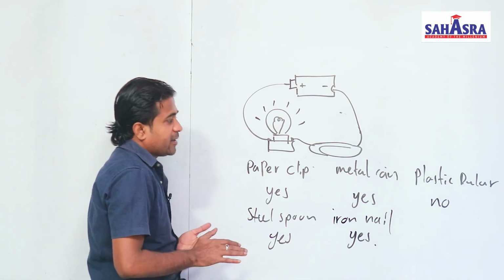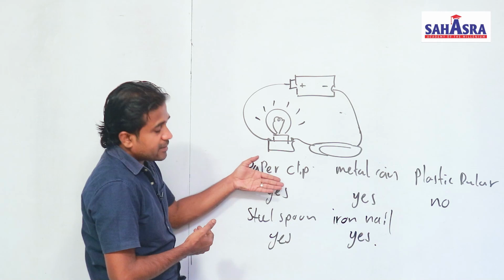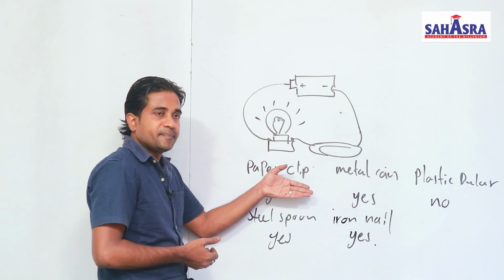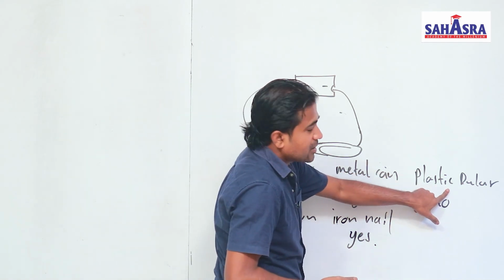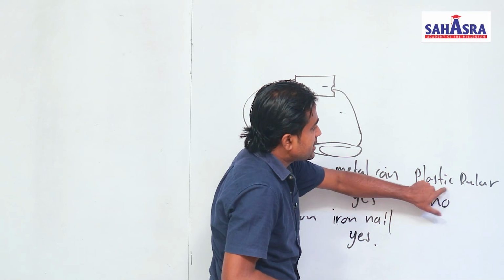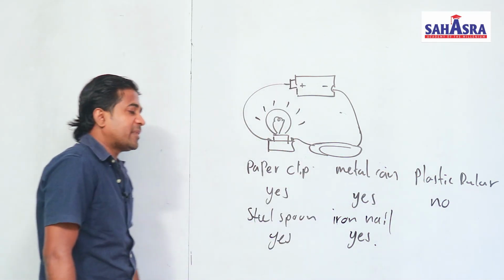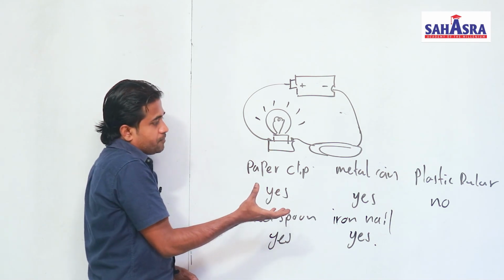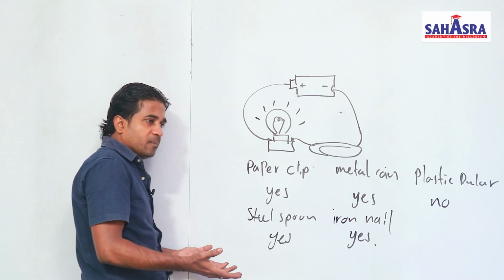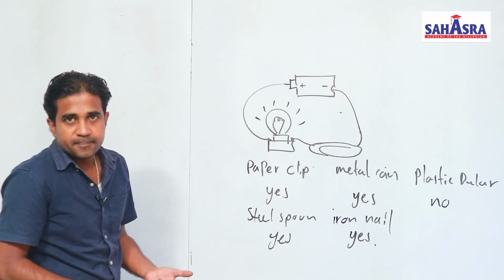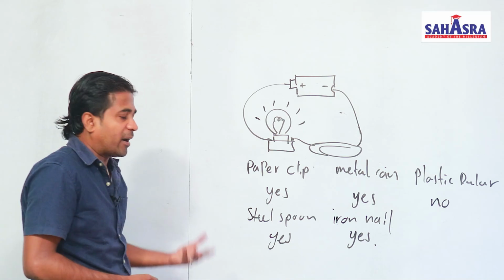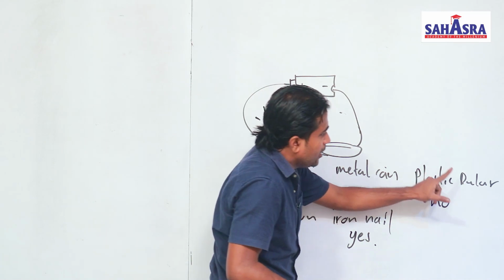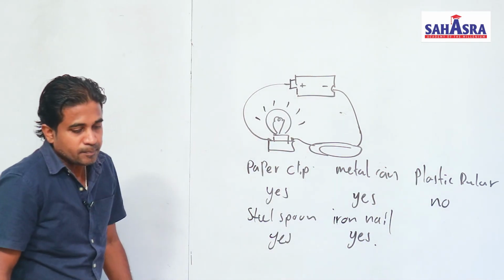So we can identify that metals conduct electricity. But the plastic ruler, which is a non-metal, does not conduct electricity. So we need to understand that any metal, it may be iron, aluminium, copper, zinc, magnesium, whatever the metal, they do conduct electricity, but not the plastic or the non-metals.